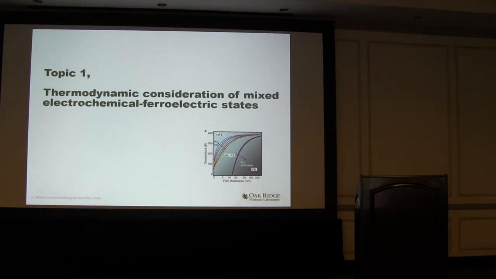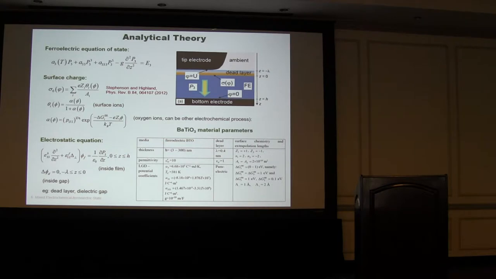I'll move on to the first topic, thermodynamic considerations. This work is mainly done by Anna, and we use a ferroelectric equation of state to describe the polarization. For the surface charge on the top of the film, we use a Gaussian model here. The surface charge is defined as a function of the charge concentration. It should be mentioned that the surface ions we consider to be oxygen ions in this study. However, the model itself can be extended to more general electrochemical processes without loss of generality. These two effects are coupled through the Poisson equation, both inside the film and inside the gap area. Parameters used in the simulation are listed here.